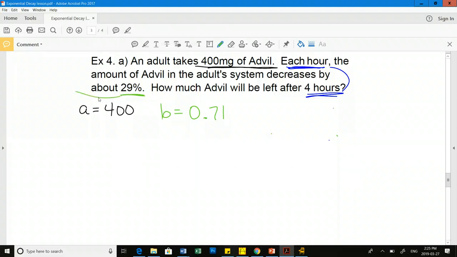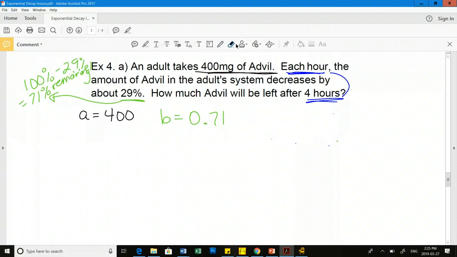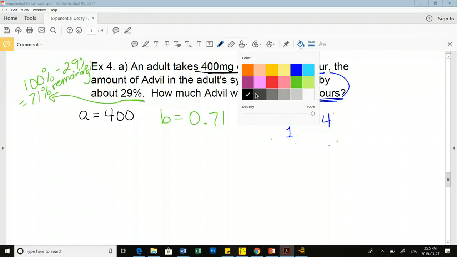So this is from 100% minus 29% to give me 71% remaining. That's where we get 0.71. Now my X value is going to be total time. What's the total time period that we're looking at here? 4 hours. And how often does it decrease? Every 1 hour, it decreases by 29%. So my X is technically 4 over 1, which gives me 4 here. And my Y is my question mark. How much is left?